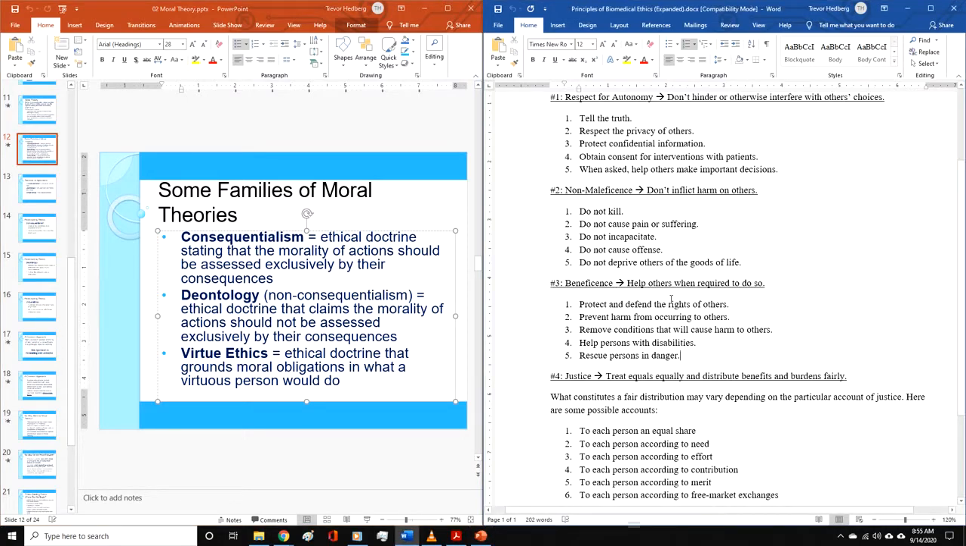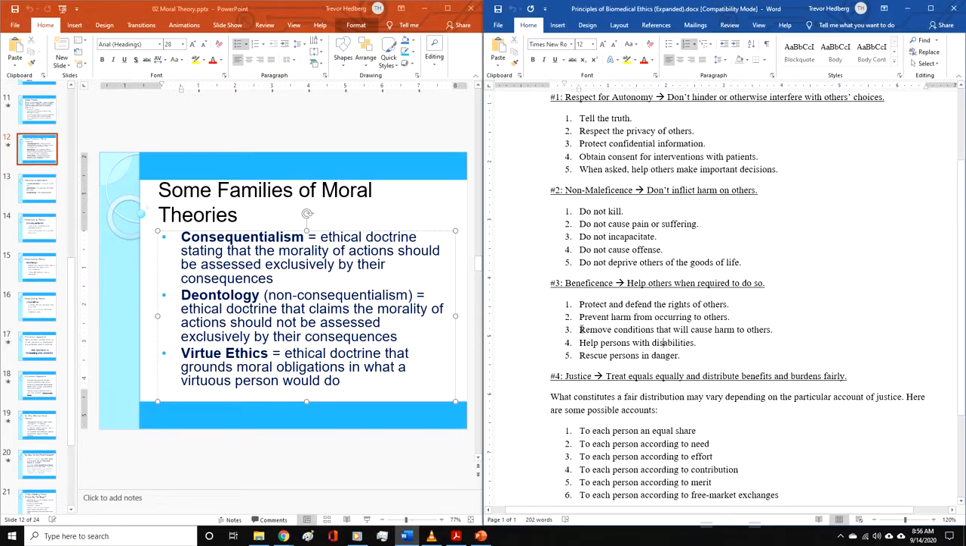Beneficence and non-maleficence will sometimes mandate the same course of action, but beneficence goes above and beyond what non-maleficence requires. So beneficence is when you're actually providing positive aid to people that goes beyond just preventing their pain. So this involves protecting and defending the rights of others. I mentioned it can involve preventing harm, so there can be overlap between these two things.